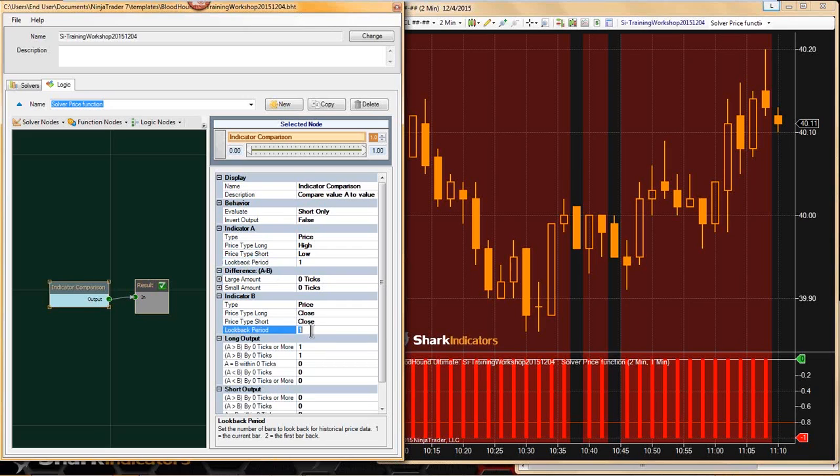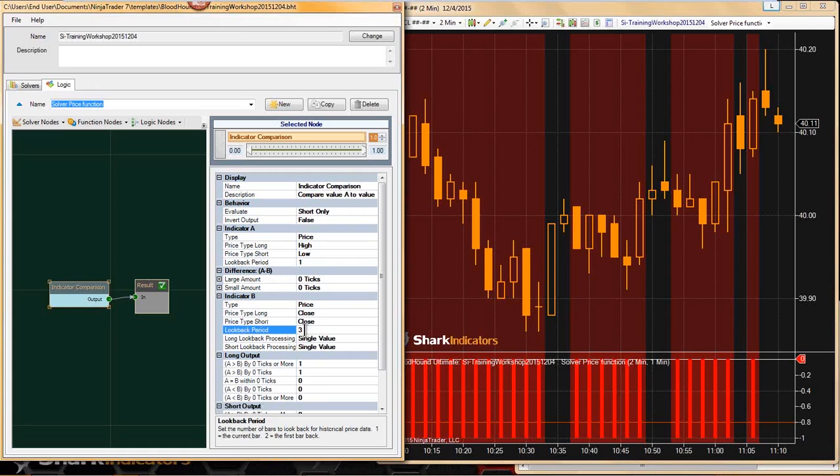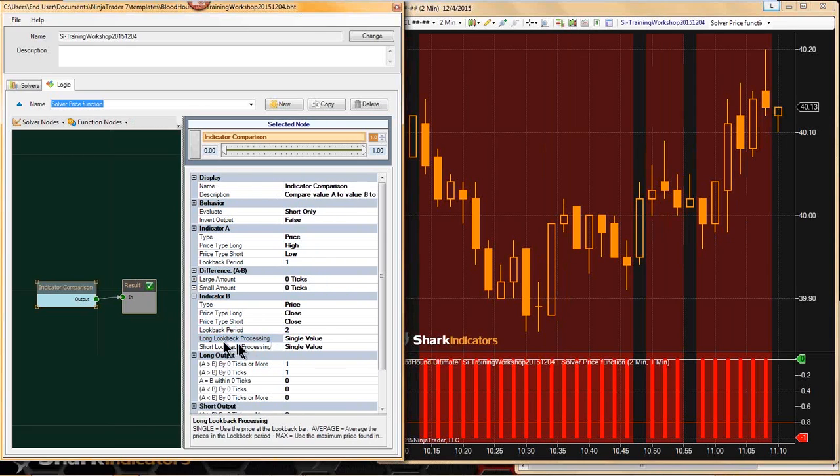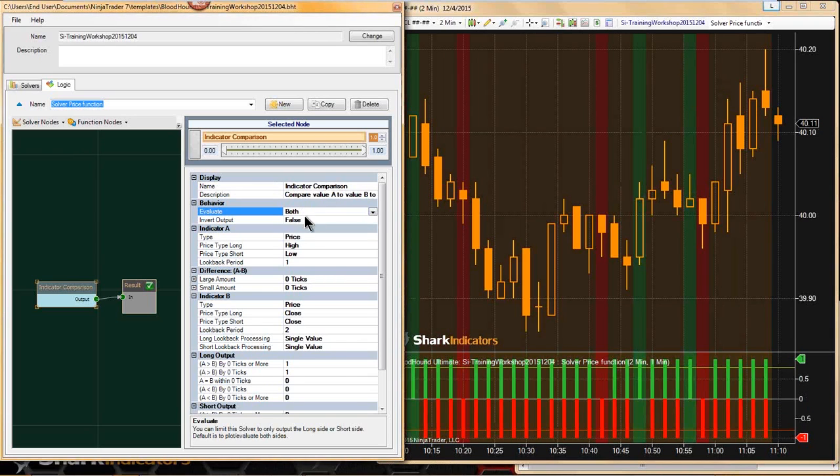I'm trying to think of an example to illustrate this look back period pretty simply. Actually, we'll cover the single value setting here. When you have a look back period greater than 1, so if I set this to 2, you'll notice that you have these look back processing settings. There's a long look back processing, for determining how the long output is calculated versus how the short output is calculated. So let me turn both the long and the short on here.